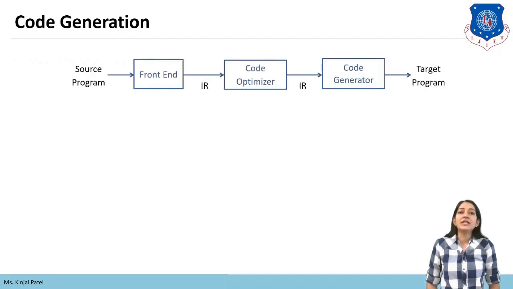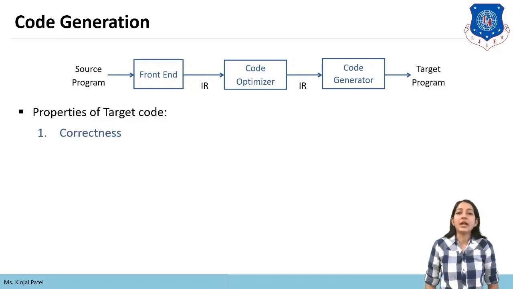So code generation is the last phase of the compiler. First our source program is given to the front end, and the front end generates the intermediate representation, and that intermediate representation is passed to the code optimization phase, and the code optimization phase optimizes our code in terms of time and space complexity, and that optimized code is passed to the code generation. So code generation generates the target program, which can be in assembly language or machine language.